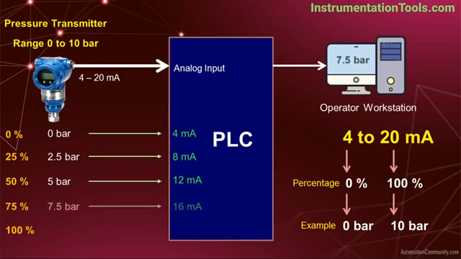If the process pressure is 75%, that is 7.5 bar, then the pressure transmitter sends 16 mA to the PLC, and it displays 7.5 bar pressure to the operator. If the process pressure is 100%, that is 10 bar, then the pressure transmitter sends 20 mA to the PLC, and it displays 10 bar pressure to the operator.